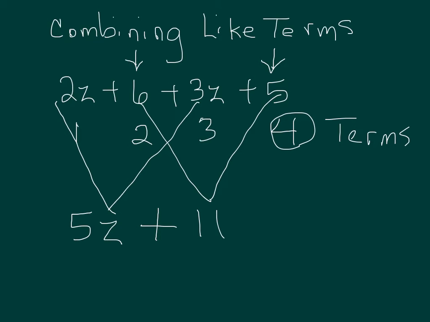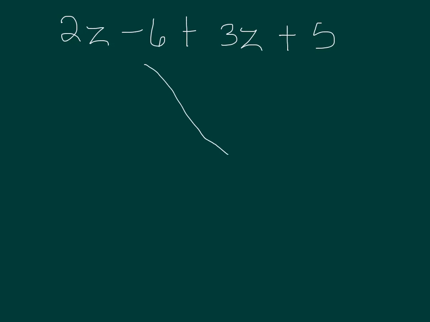Now what if we have some negative numbers? Let's look at an expression. This time let's take 2z minus 6 plus 3z plus 5. Again, we have 4 terms. The negative 6 or minus 6 and a positive 5 are 2 terms we combine.